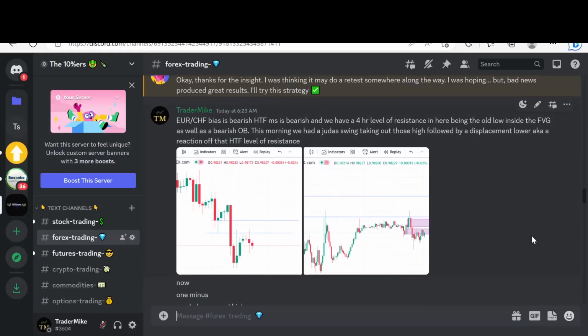So you can see this morning I said Euro CHF is bearish, higher time frame market structure is bearish, and we have a 4-hour level of resistance in here being the old low inside the fair value gap, as well as a bearish order block. This morning we had a Judas swing, taking out those highs followed by displacement lower, aka a reaction off that higher time frame level of resistance.